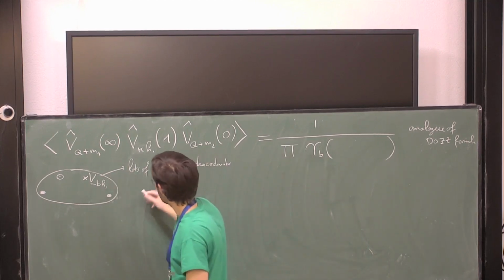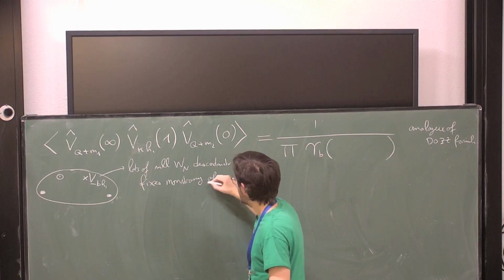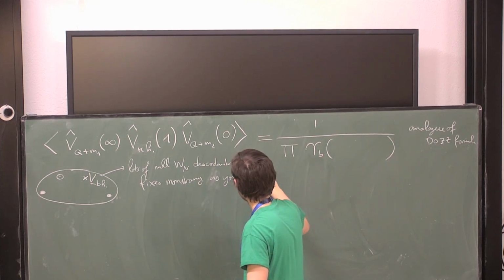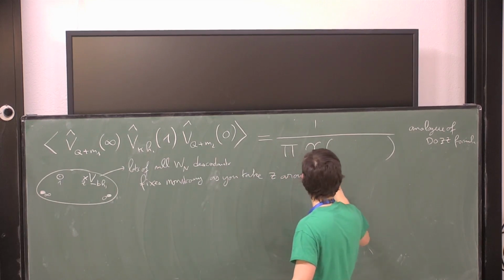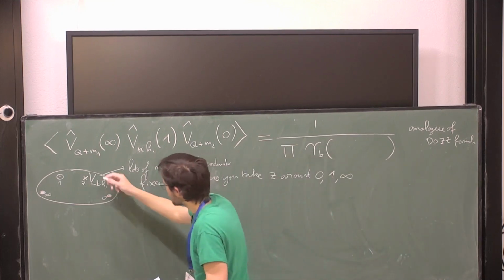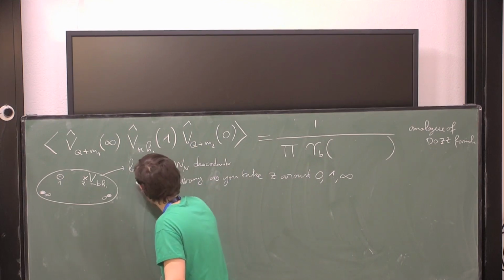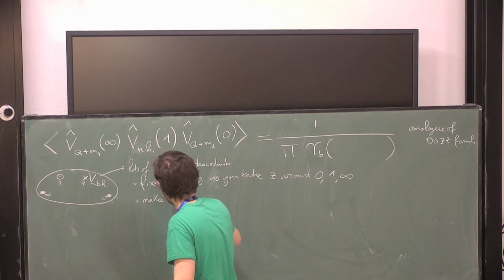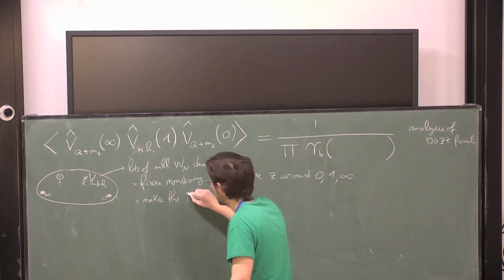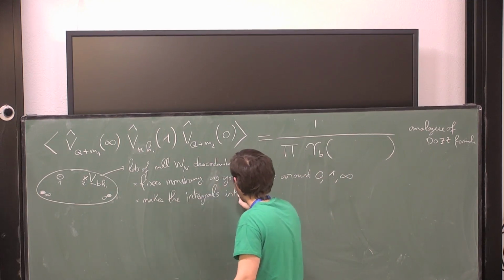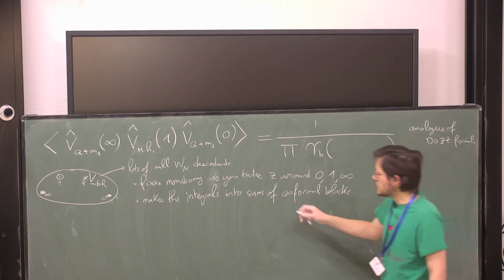And this is enough to fix the monodromy as you take the position z, with the other positions being 0, 1, and infinity, around 0, 1, and infinity. More precisely, it fixes the exponents, the powers of z that you will see. It's differences of dimensions that you get. So it fixes the monodromies, and it also turns the integrals over conformal blocks, the integral over momenta and so on, into sums of conformal blocks. Finite sums in this particular case.